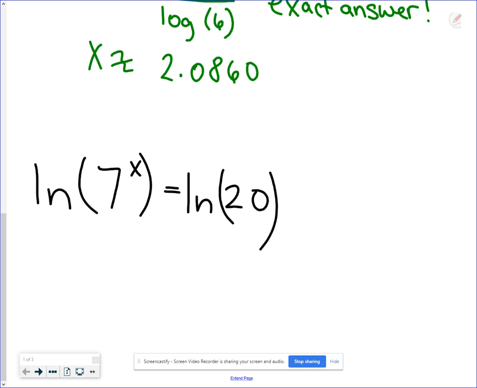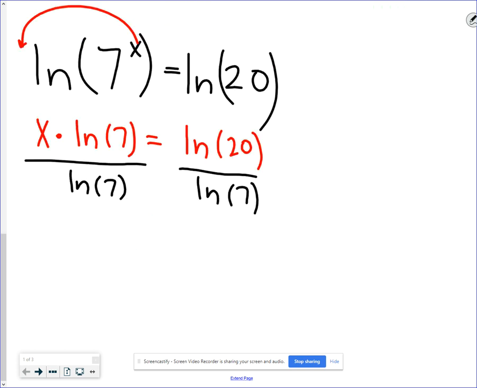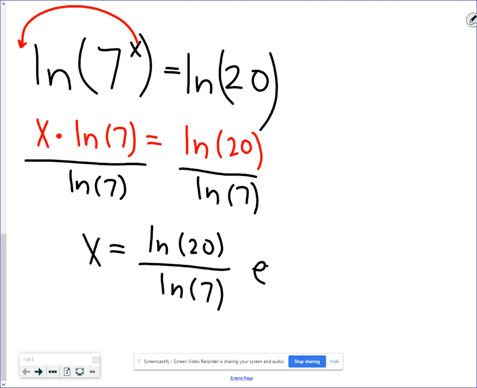And then I'm just going to do it like I did before. Move the x to the front. So now I got x times the natural log of 7 is equal to the natural log of 20. And then we're going to divide both sides by the natural log of 7. And we get the value of x. x is equal to the natural log of 20 over the natural log of 7. I want to see the work on the homework. I want to see you writing out the exact answer. This is the exact value of x.